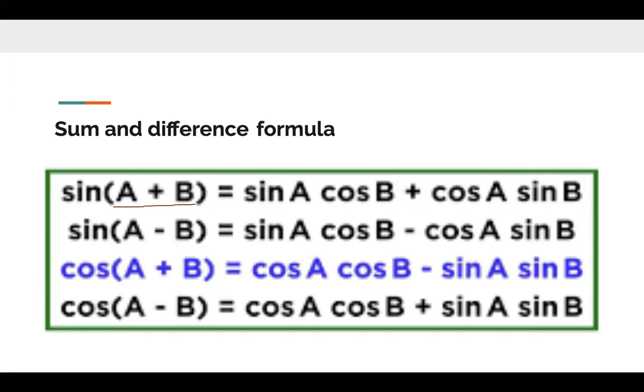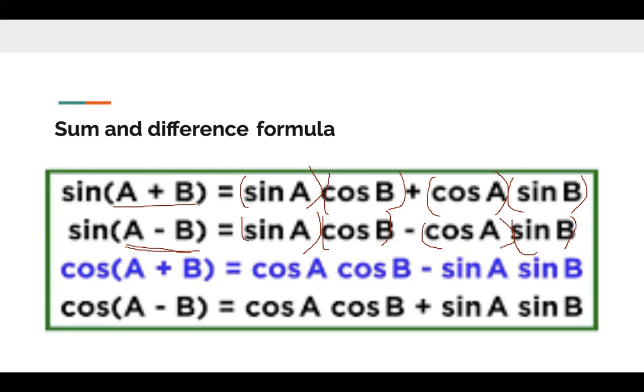This looks like a jumbled mess, so we can dissect it a bit. There's sine a here, cosine a here, and then cosine b here, and then sine b here. And it's the same for minus, right? Except for the minus sign in the middle. So sine of a plus b has a plus sign in the middle, and sine of a minus b has a minus sign in the middle.